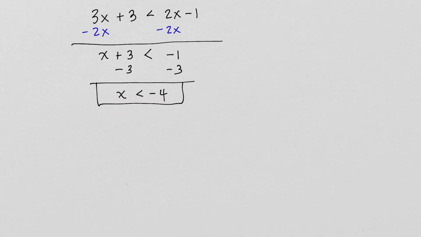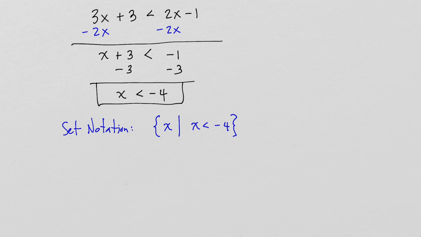Now let's talk about how we write the solution. Of course, one way to write the solution would be to just express it as you see here. But there is another way to do it called set notation. And so we are going to describe the set of numbers, x, such that x must be less than negative 4. So we're saying the solution is all the numbers x that satisfy the fact that x must be less than negative 4. Now, this is actually not the notation that I prefer. I prefer interval notation.